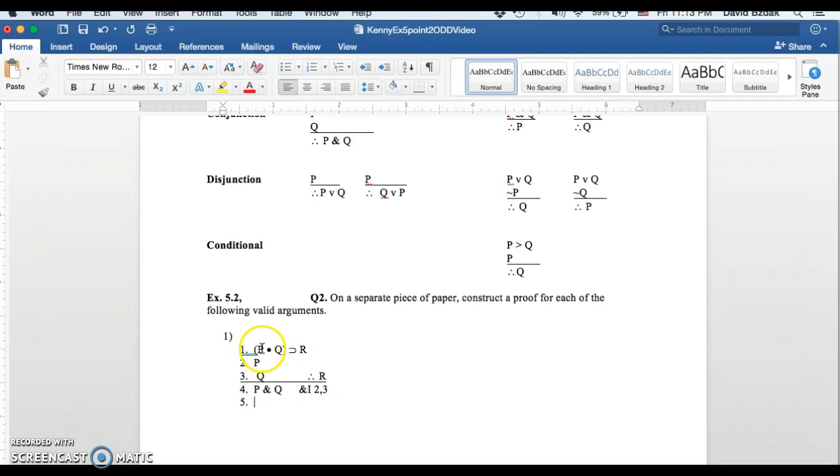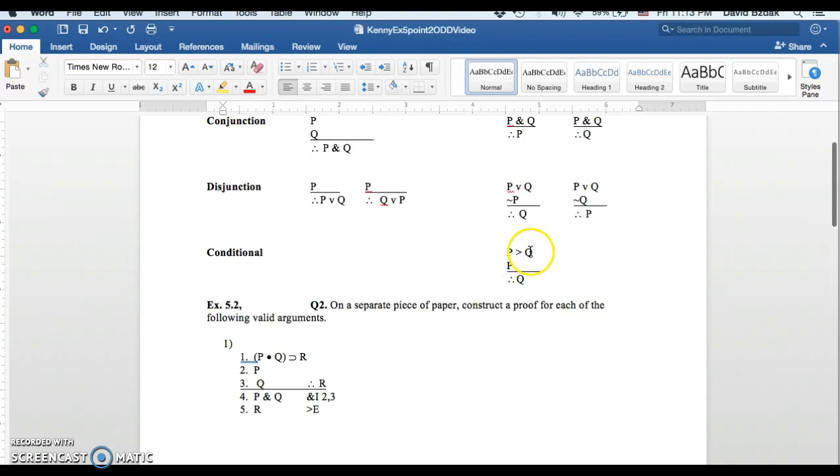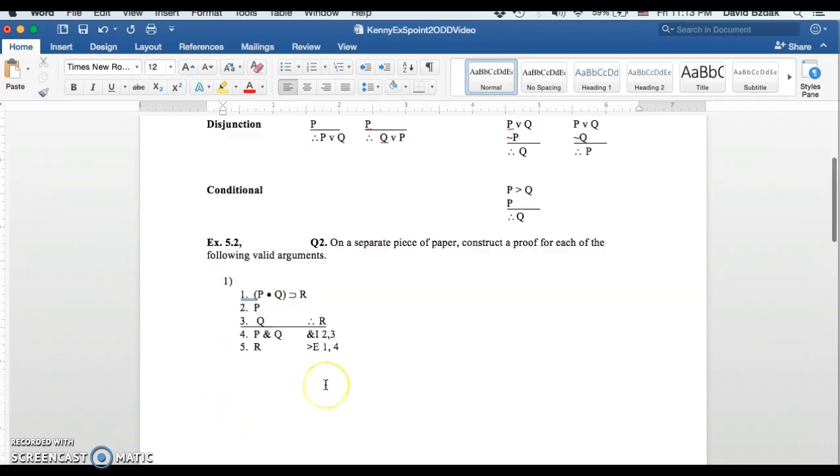Okay, so now I have the antecedent. I can get the consequent by the conditional elimination rule that we just looked at, right? So conditional elimination. Now it requires two inputs. It requires a conditional, so we have that on line 1. It requires the antecedent of the conditional, so the antecedent is P and Q. We have that on line 4. So conditional elimination, lines 1 and 4 gives us R. And we're done, because that's the conclusion. So we stop the proof once we reach the conclusion.